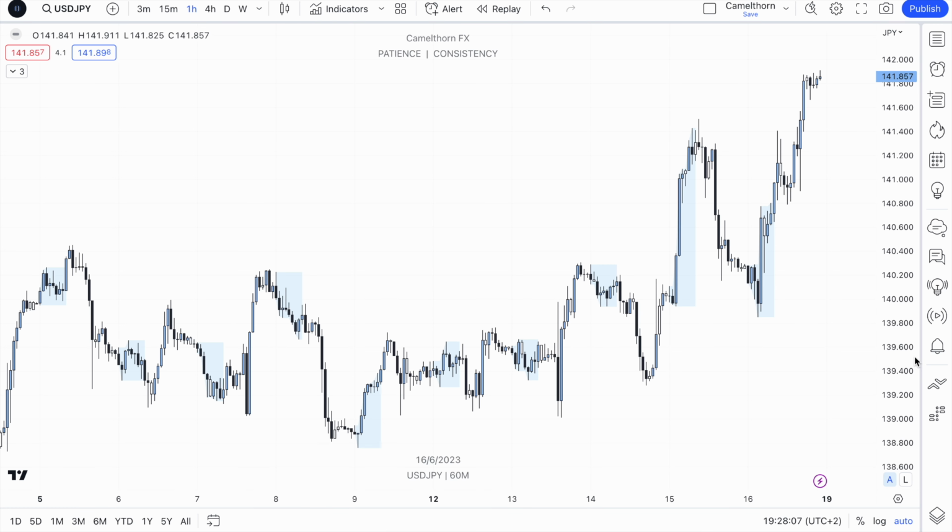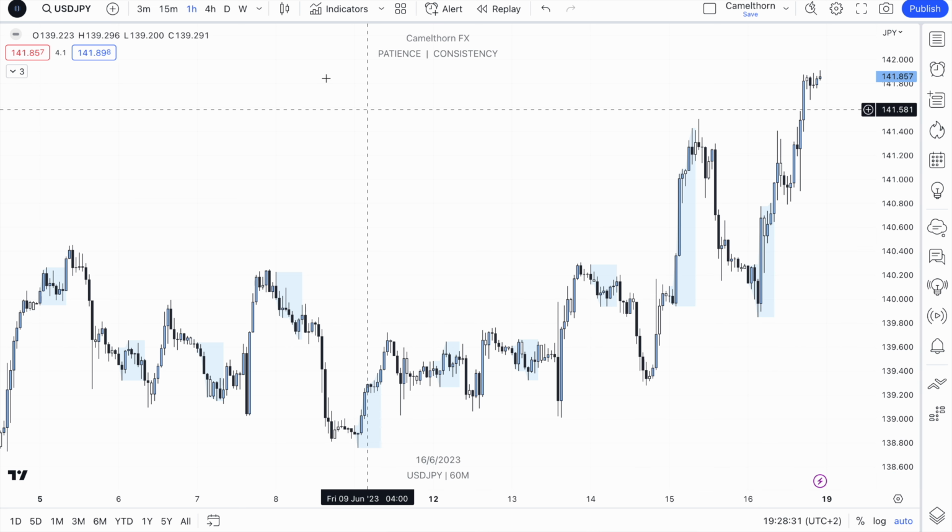Now, something I enjoy doing over the weekends every now and then is pulling up a random pair, something that I don't trade at all, and just performing some technical analysis on it, right? Practicing, putting in those reps of applying those concepts. And I figured, why not bring you guys along with me on this particular occasion? So we're going to be looking at USDJPY, something that I don't trade.